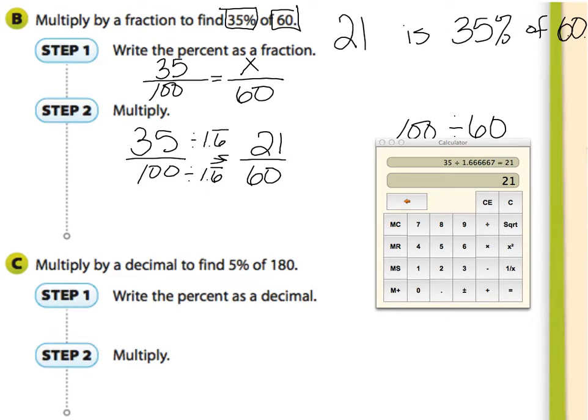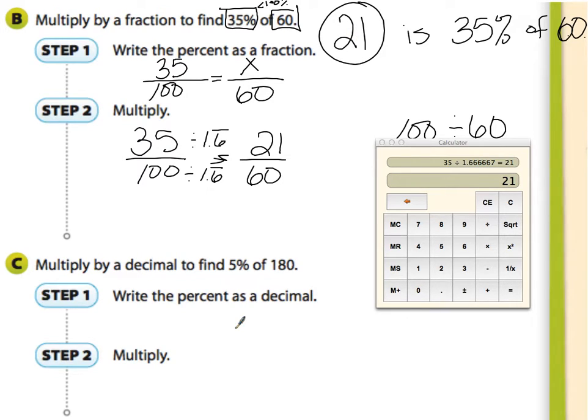All right? So now, another part that I want you to look at is 35%. 35% is less than 100%. So since 35% is less than 100%, the answer here should be less than our total. So is 21 less than 60? Yes, it is. So does our answer make sense? Is it reasonable? I can say that my answer is reasonable because of the fact that this is less than 60.